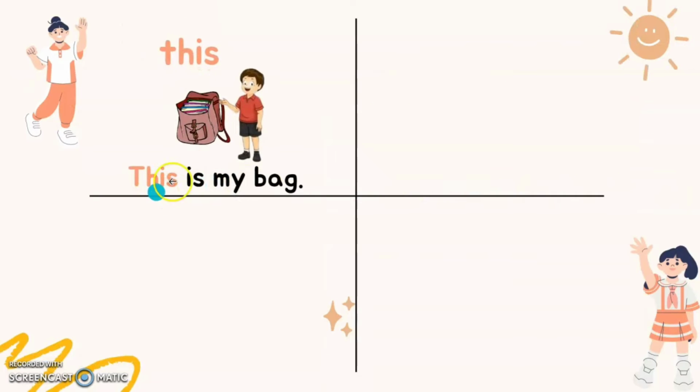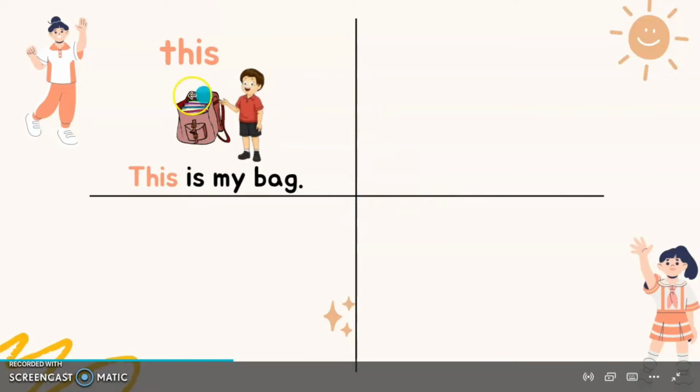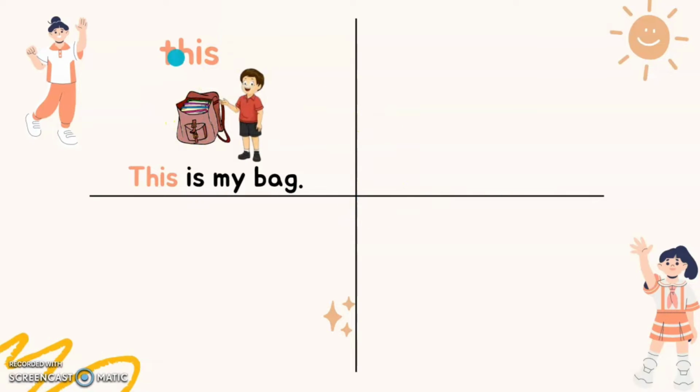For you to better understand, I have here an illustration. First, we have this. Ito yung "this" natin. And as you have seen, there is a child. Ito yung speaker, and this is yung object. Ang ginamit natin dito is, "This is my bag." Our demonstrative is "this" kasi malapit lang sa speaker.